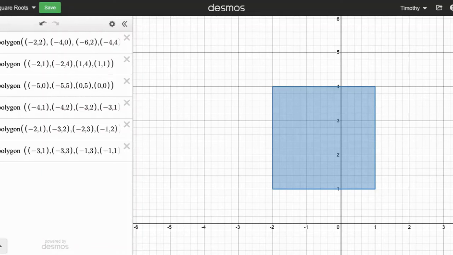Hey guys, welcome. Today we're going to start into the beginnings of understanding the Pythagorean theorem. And before we can understand the Pythagorean theorem, we have to understand what a square root is. And you guys have heard that before.